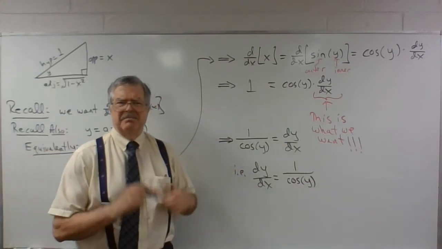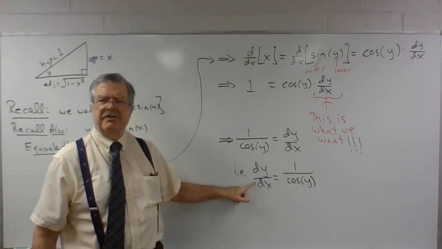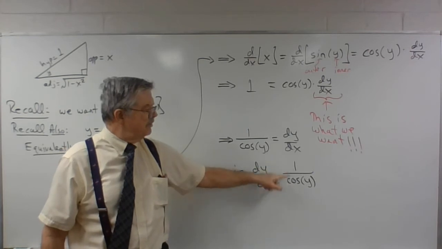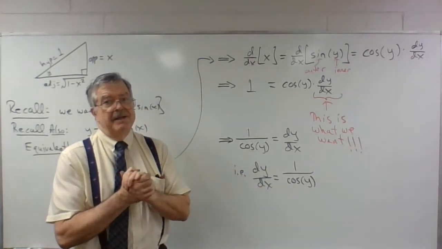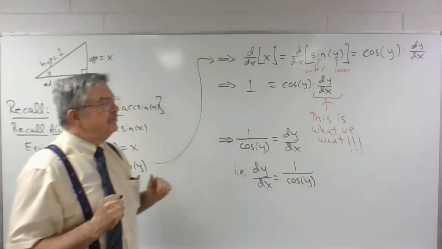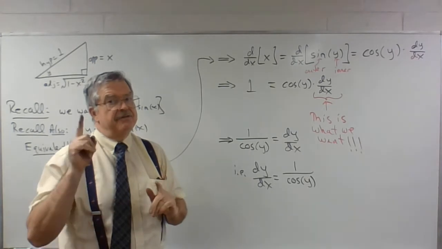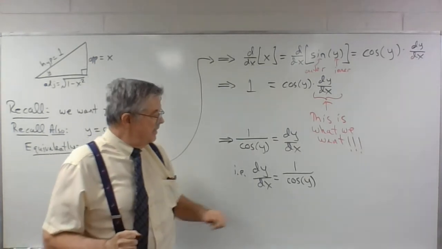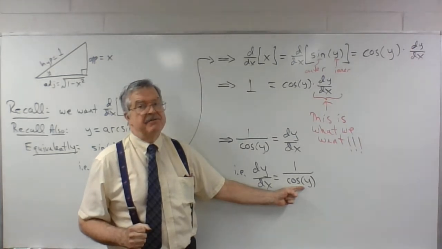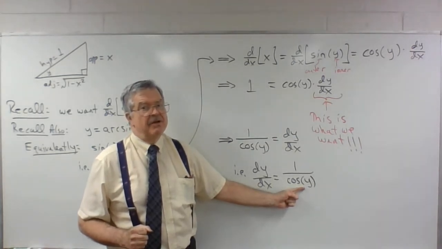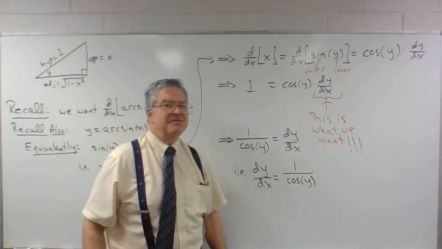Well, wait a minute. Is it that simple? The derivative of arc sine of x equals 1 over cosine of y? Not quite. We started out looking for the derivative of arc sine of x. It's a function of x, which means that we want our answer to be a function of x. So we're not done yet, but we're real close.